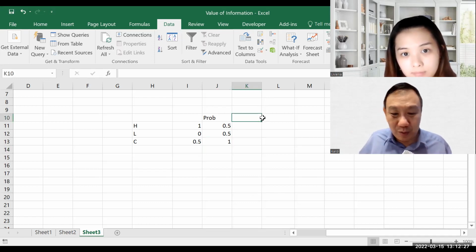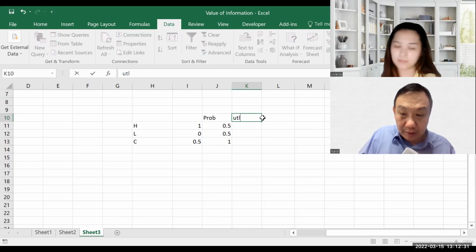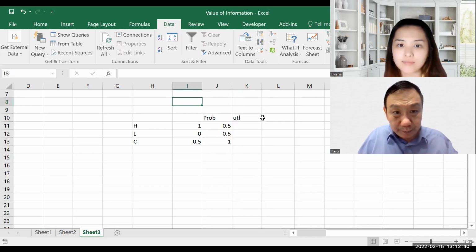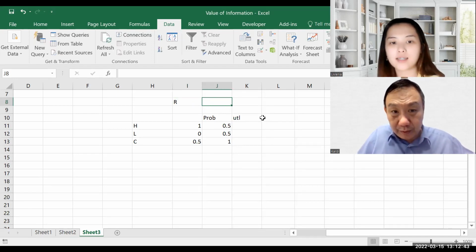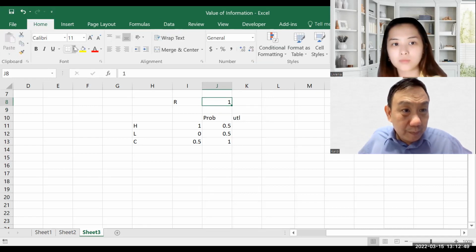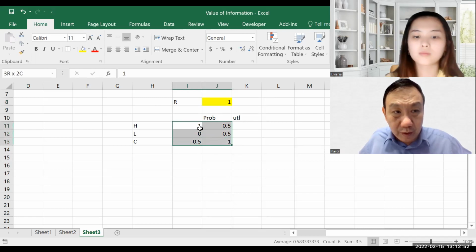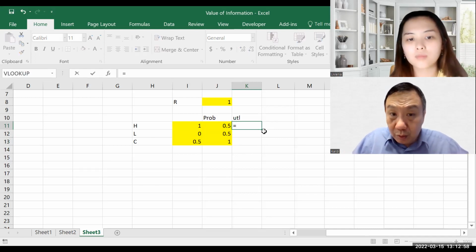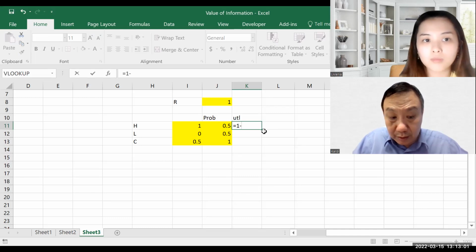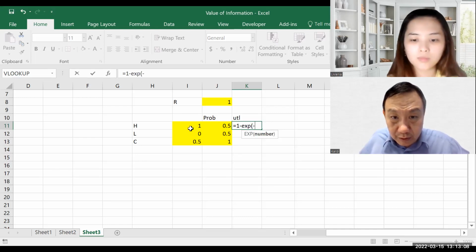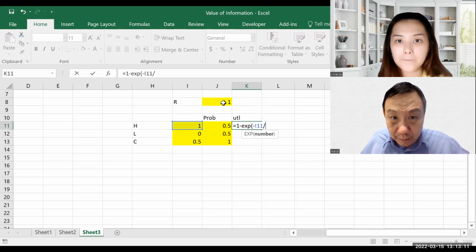Okay, so then you calculate the utility. What is the formula? It depends on R, right? So I will put R here. You can put any value first. I put 1. So put value 1, and this is the one that we input, right? So what is the value of the utility? It is equal to 1 minus exponent of minus x, divided by r. Is that correct?